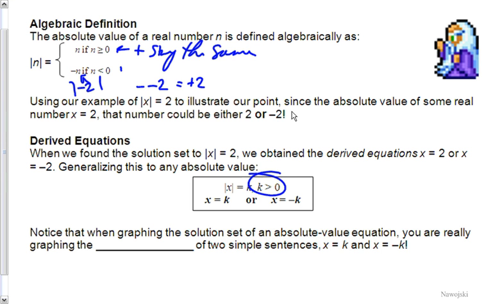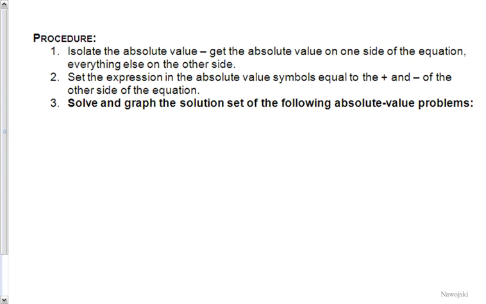Can it happen? Think about it. It can't happen. Notice when you graph the solution set of an absolute value equation, you are really graphing the solutions of two simple sentences. In other words, you've got to do both. Let's take a look at some of our procedures so we get them. Number one, always isolate your absolute value. You get the absolute value on one side of the equation, everything else on the other side.